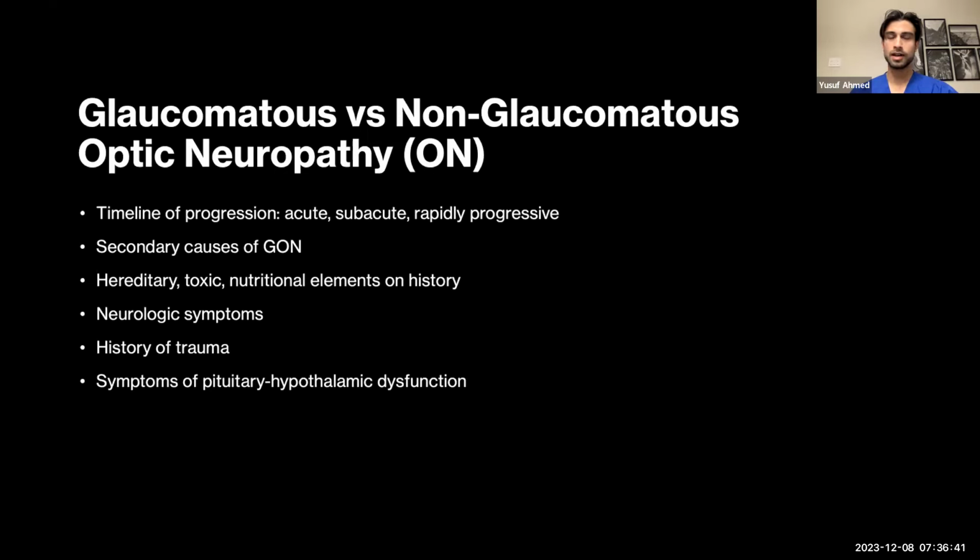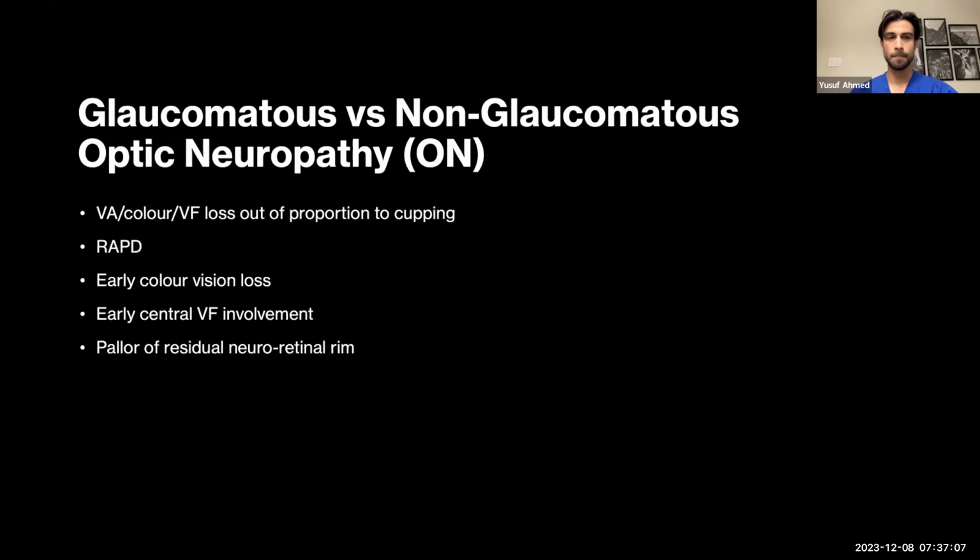He also, on the other hand, told us to look for secondary causes of glaucoma, like pseudoexfoliation or pigment dispersion. That can point the other way towards glaucoma. If there are hereditary, toxic, or nutritional elements on history, a history of trauma, neurologic symptoms, or symptoms of hypopituitary or hypothalamic dysfunction, this could point to non-glaucomatous causes of optic neuropathy. So it is important to have those in the back of your mind.